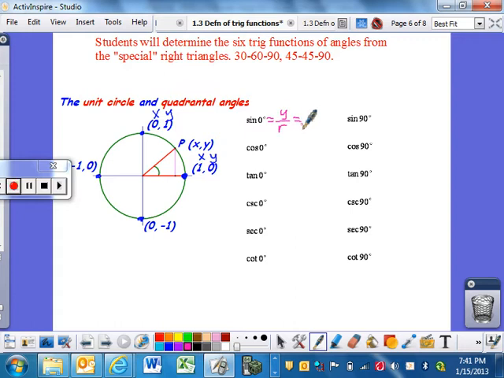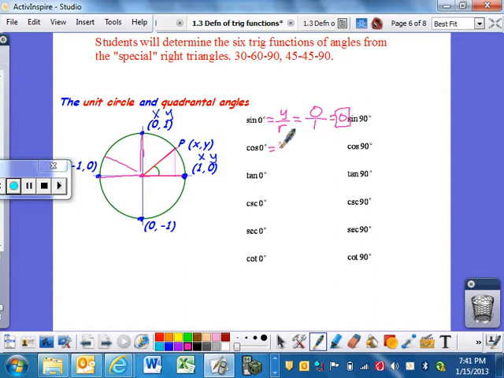So at 0 degrees, what's my y value? Straight to the right, my y value is 0 over my radius. Now this is a unit circle. The distance from the center to any point on my unit circle will always be 1, so the r will always be 1. Well, 0 over 1 is 0.